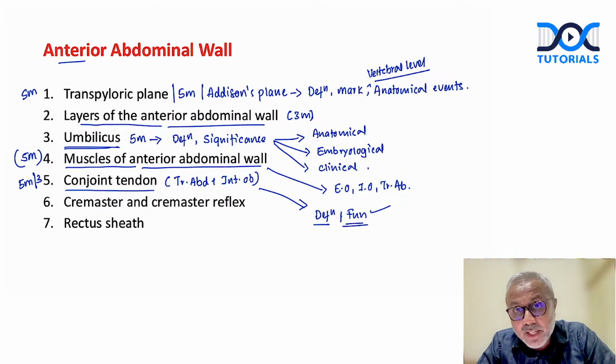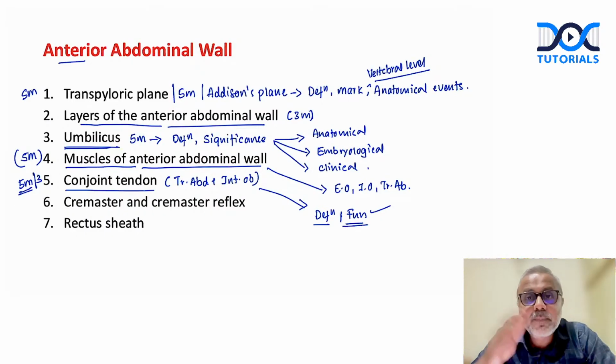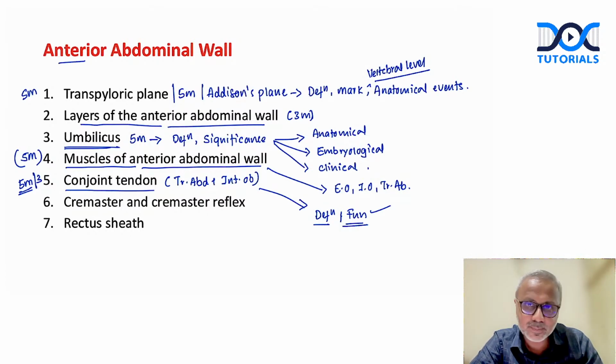If it is a 5 marker question, we need to describe the attachments of both the muscles. So if it's a 3 marker, define what it is, mention the muscles forming it, and then mention its function. Right? If it is for 5 marks, then define it, mention its formation, then describe the attachments and innervation of the two muscles that form it, and then talk about its function.